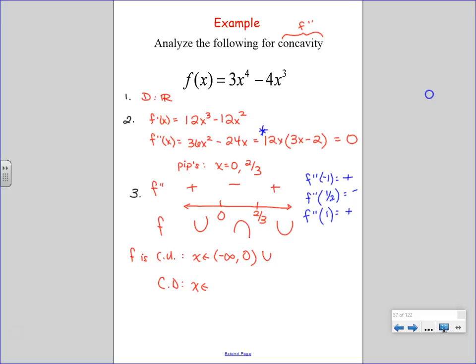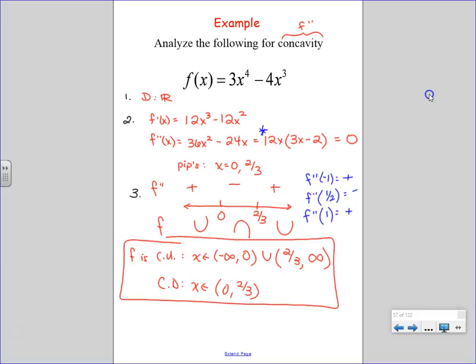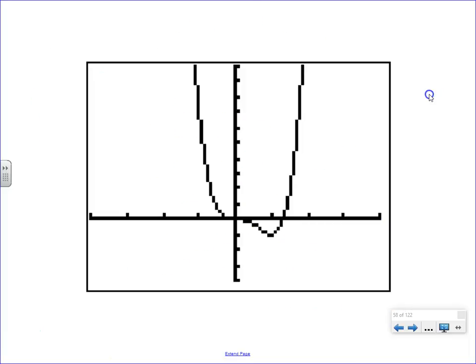Or it starts being concave up at 2/3, and when is it going to end being concave up? Positive infinity, going to the right. Concave down. Well, isn't it just in between? So we're just using that interval notation to tell us which x's on the number line this condition works for.